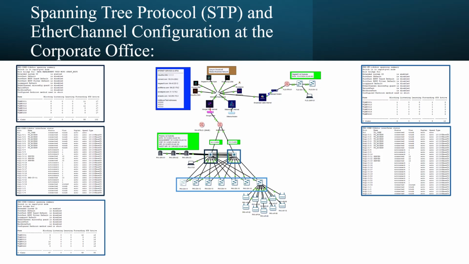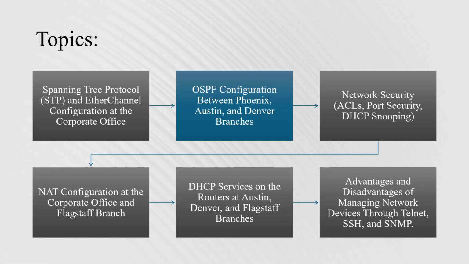And here's the network diagram after the implementations were made to address the needs and concerns as previously discussed. If you direct your attention to the sides, you can see the spanning tree summaries and interface statuses on the devices. Moving to OSPF configuration between Phoenix, Austin, and Denver branches.